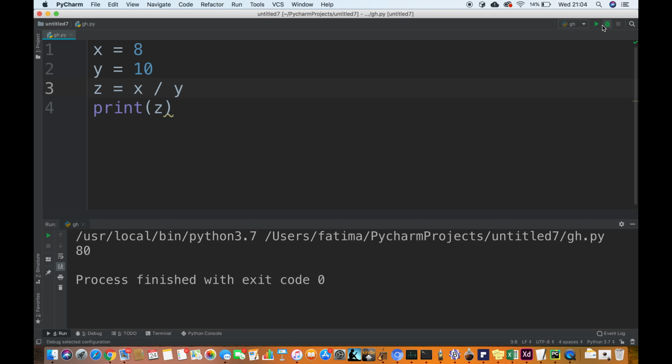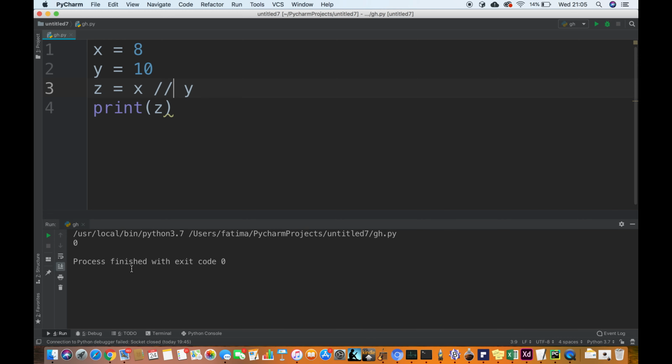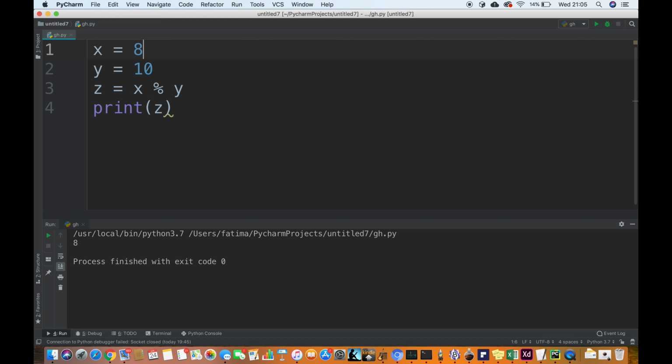Then if I want x divided by y, it gives me 0.8. And if I don't want the quotient, I want the remainder, I use the percentage sign, and it gives me 8. That's the answer it gives me. So if I change x to 3, for example, it gives me 2 as the remainder.